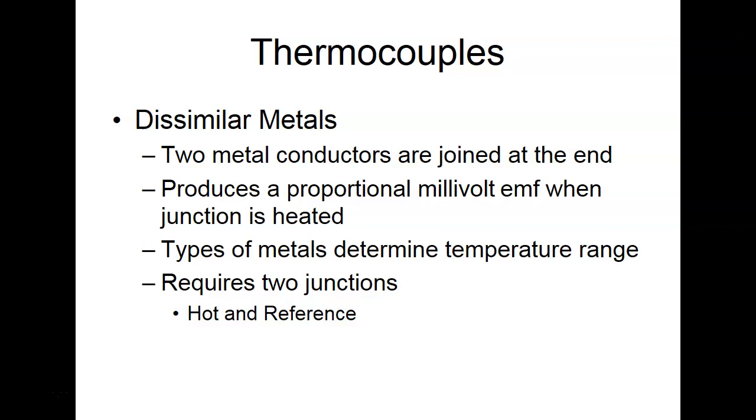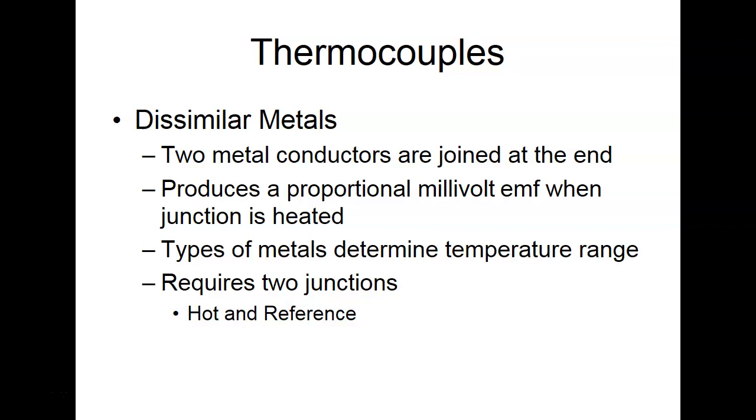And what happens when we have these dissimilar metals, they actually generate a difference of electrical potential. The difference of electrical potential that they generate is basically proportional to the amount of heat you expose the two metals to. And we have what we call a junction, where we can bring them together. It produces a proportional millivolt EMF when the junction is heated. So we combine them in one spot. Types of metals determine the temperature range.